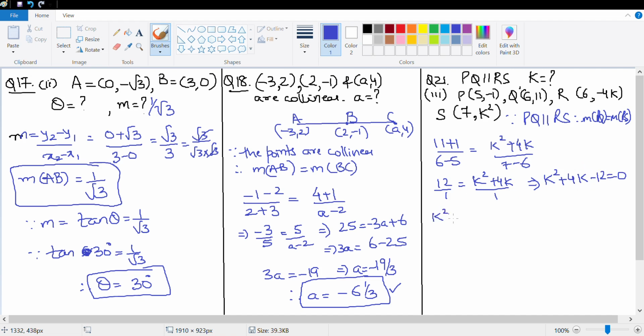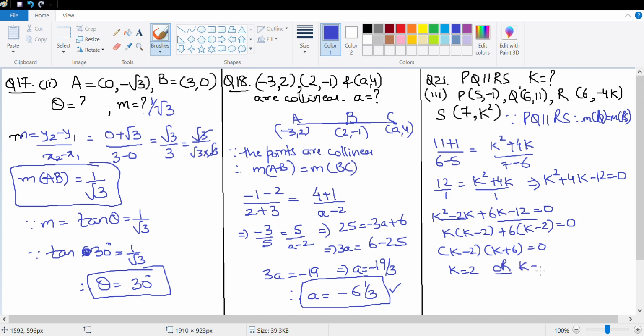So K square minus 2K plus 6K minus 12 is equal to 0. Grouping them like this, I get K times K minus 2 plus 6 times K minus 2 is equal to 0, which means K minus 2 times K plus 6 is equal to 0, which means K is equal to 2 or K is equal to negative 6. So these are the two values of K which will satisfy PQ parallel to RS.